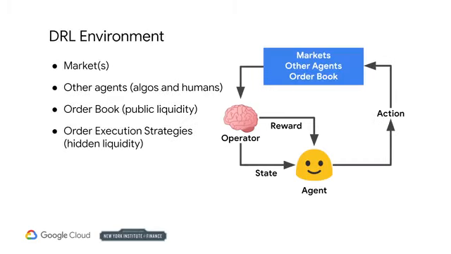This is the market or markets for assets that will be traded. The market is full of other agents as well, both human and computer-driven. These agents demand or supply liquidity. Public liquidity is shown in the order book. Private liquidity is hidden in dark pools and order execution strategies. The interaction between all agents within this complex environment is what makes creating a trading algorithm so challenging.